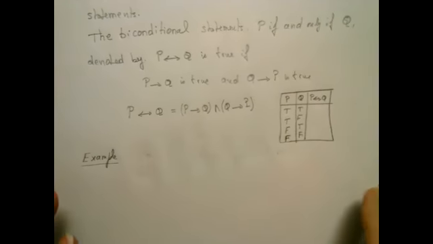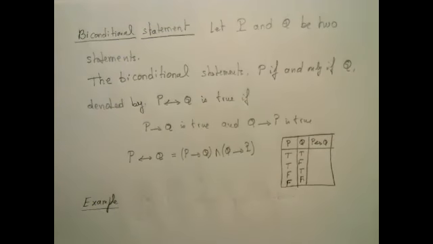Okay. Biconditional statement. Suppose P and Q are two statements. Now, sometimes in math, you hear "P if and only if Q." This is called a biconditional statement, and it's denoted by two arrows.